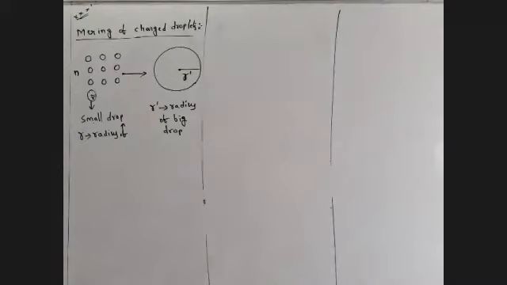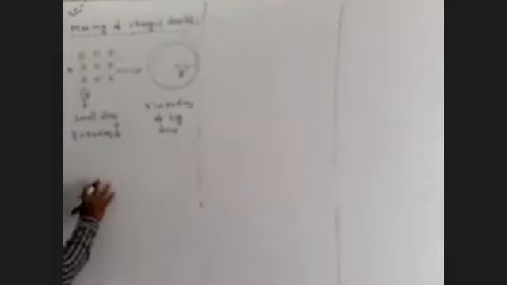This is a big drop. Here, what is the volume of one small drop? The volume of a small drop is 4/3 pi r cubed. This is the volume of a small drop.